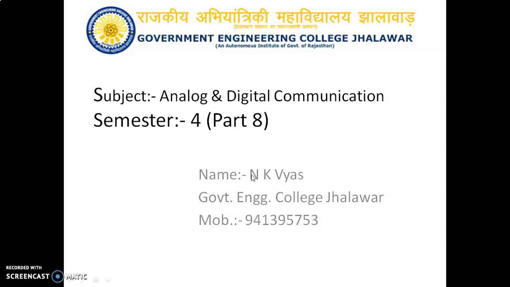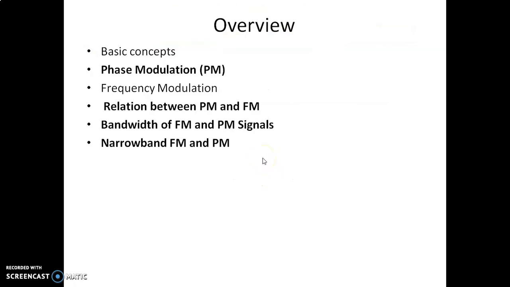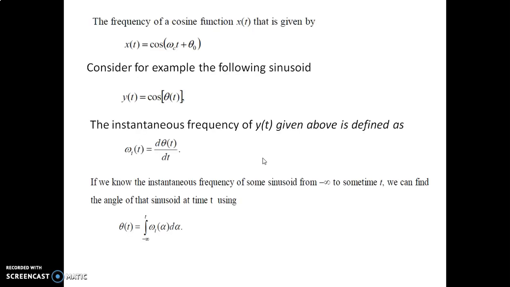In angle modulation we will first discuss the basic concept, then two types of angle modulation, phase modulation and frequency modulation. Then we will discuss the relation between phase and frequency modulation, their bandwidth, and then generation techniques of narrowband frequency and phase modulation. So first, the basic concept.